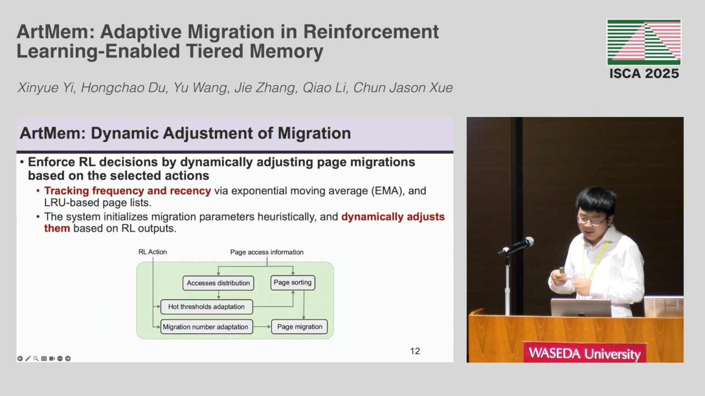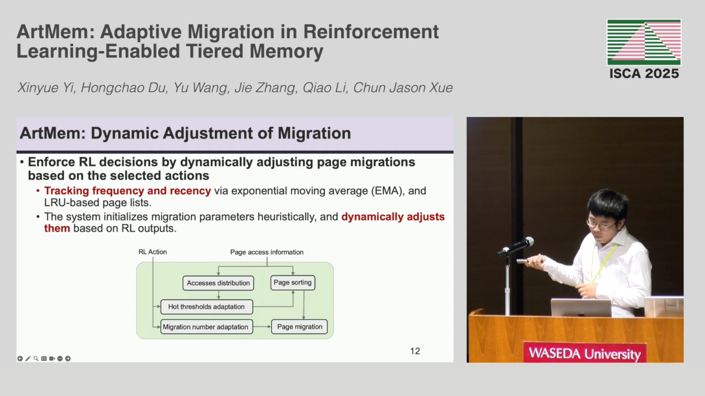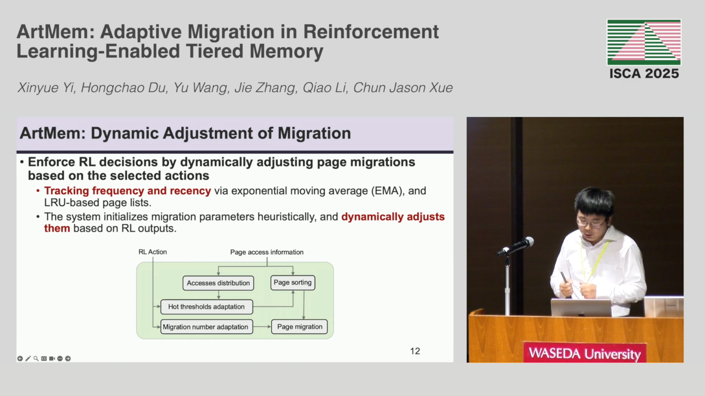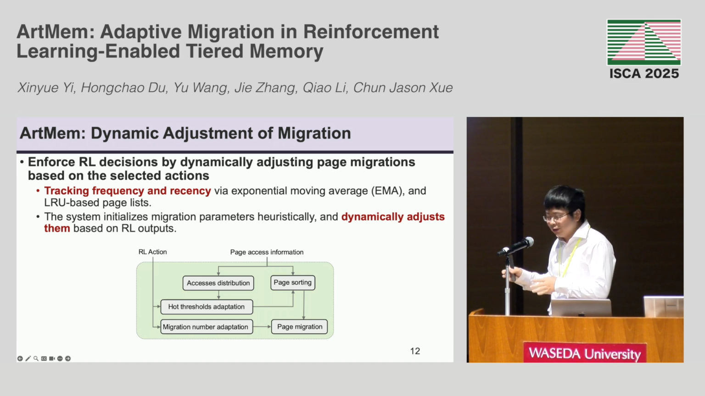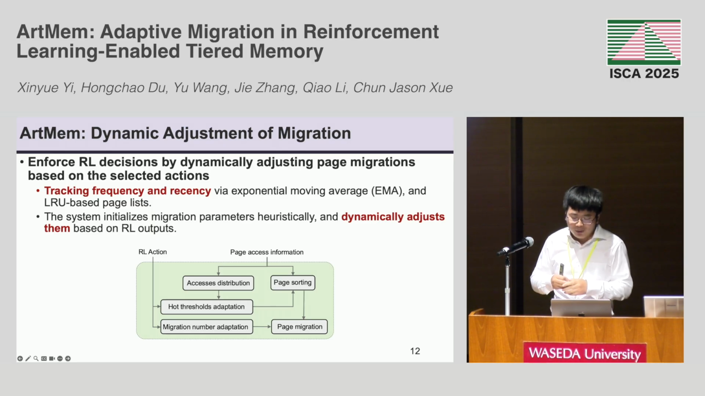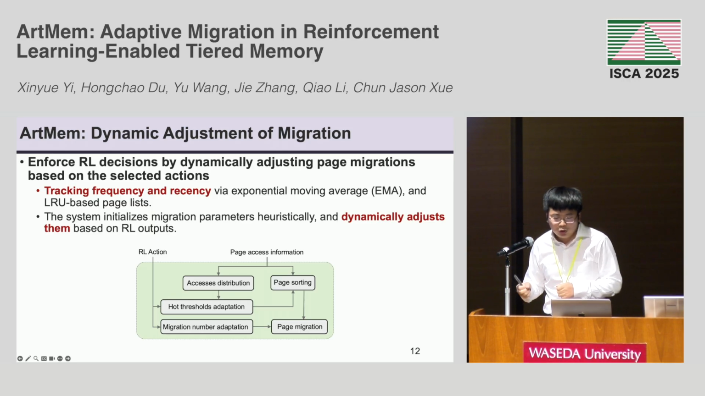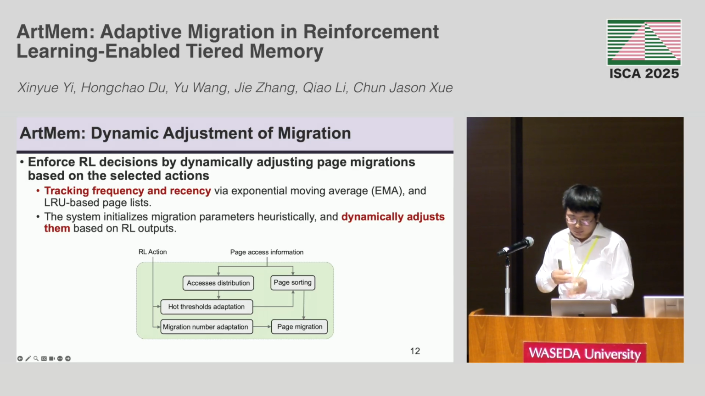And once the RL agent selects actions, ArtMem enforces these decisions through several mechanisms. We track page access patterns, and use an exponential moving average to capture the distribution typically seen in memory access. And we use an LRU-based page list to incorporate recency information. Importantly, we adopt a greedy policy where migrated pages are always placed at the head of the active list in the destination tier. This ensures that recently accessed pages get proper priority.